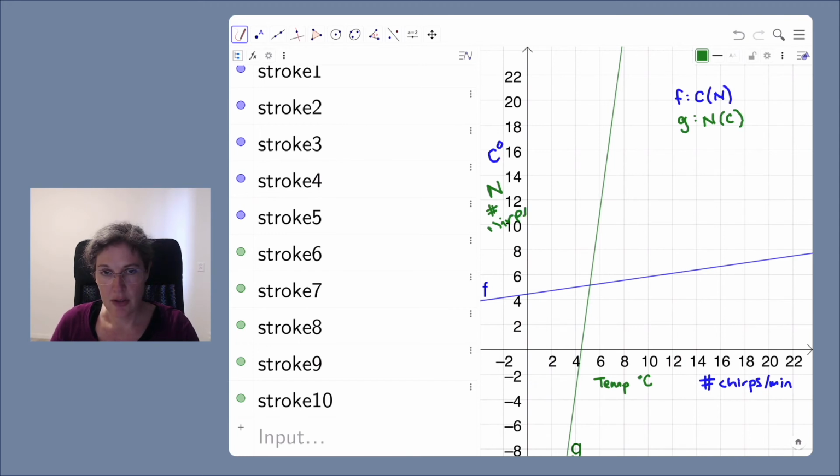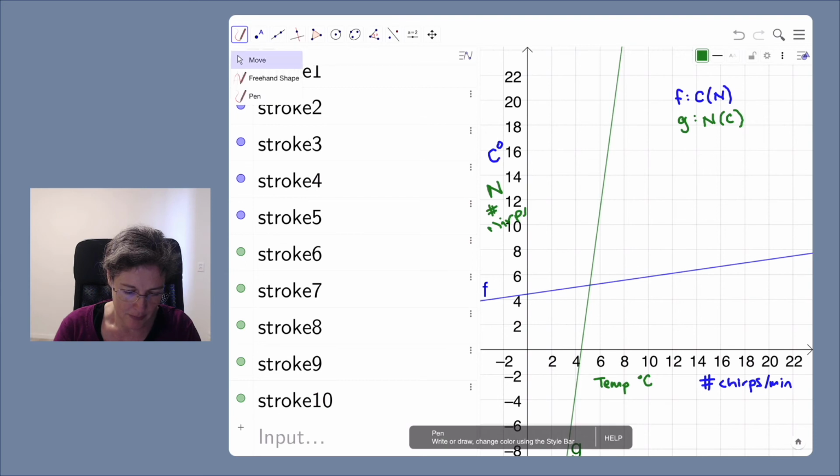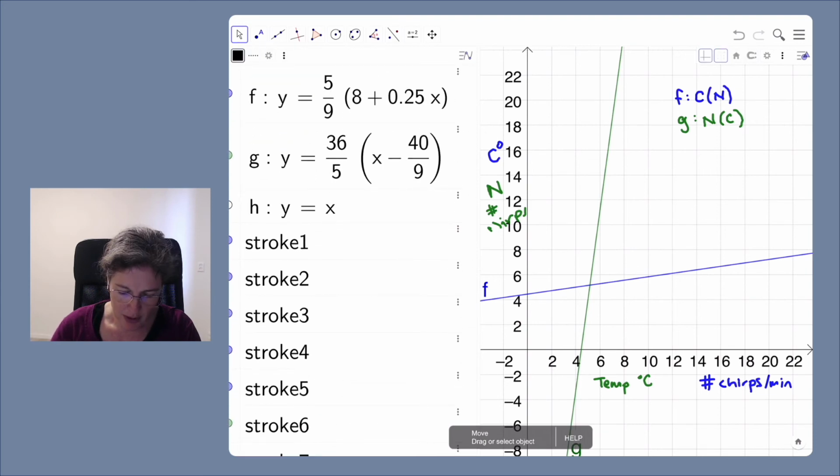Okay, so one of the things to notice is this looks very symmetric around the line y equals x. And there's a reason for that. So I'm just going to plot the line y equals x.